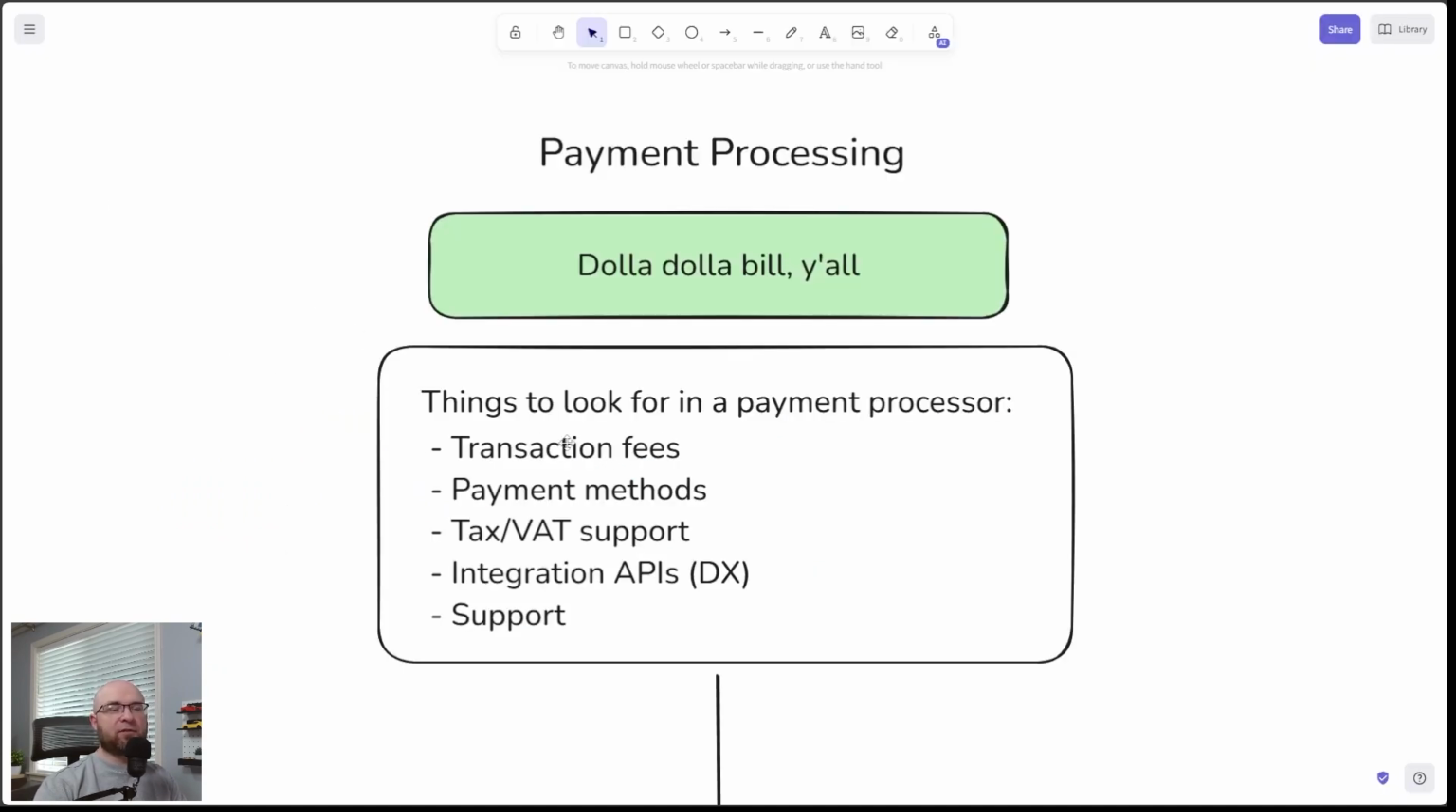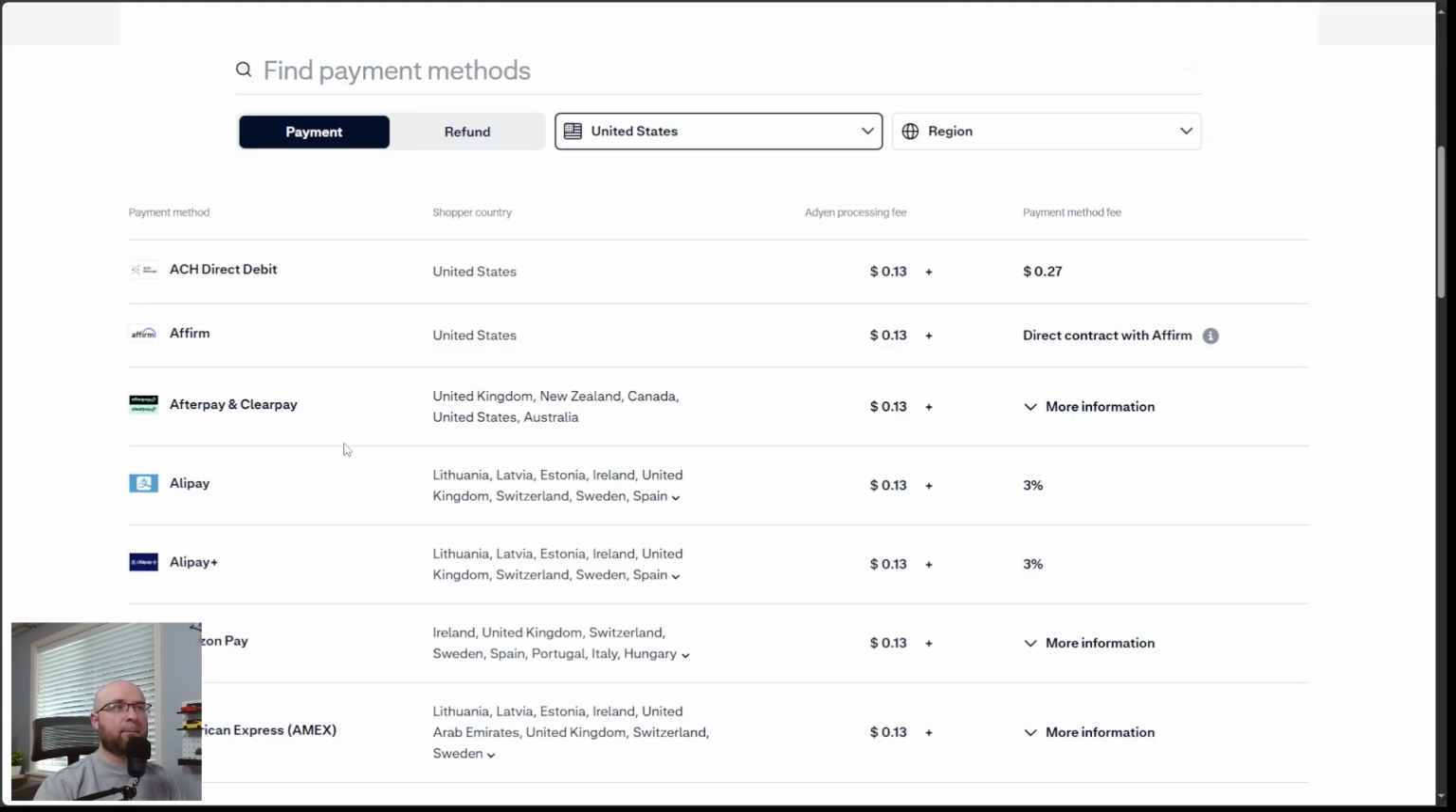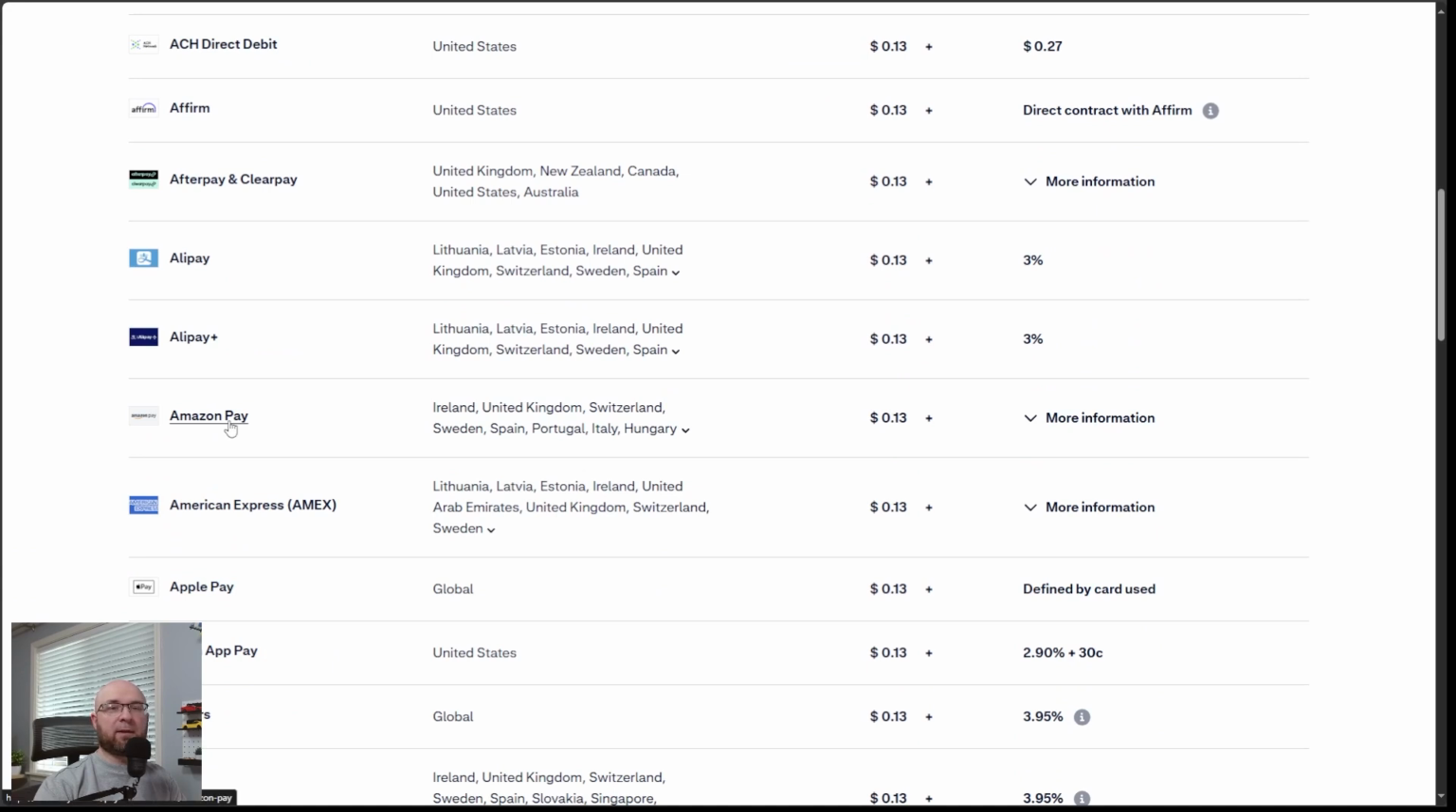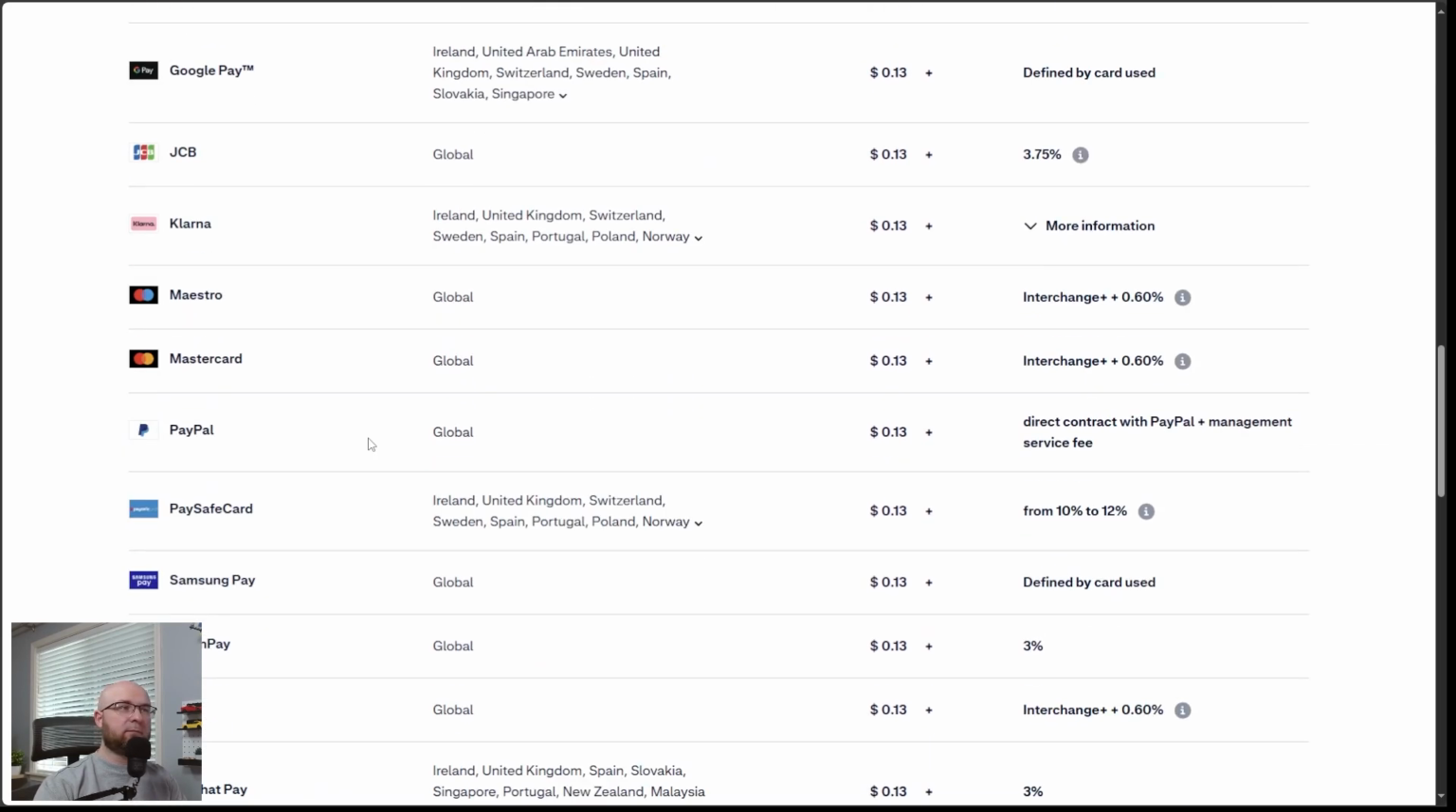So we covered transaction fees. Payment methods. Let's go back to Adyen and take a quick look. So you can see here, these are all the different payment methods that your customers can pay you with. So again, when picking a provider, you got to focus on the customer. If you're in a country where Apple Pay doesn't exist, Visa is not popular, but I don't know, MasterCard and Maestro are popular, well, you got to make sure that your payment provider not only supports these methods, but also has decent fees that you can live with for those payment methods.